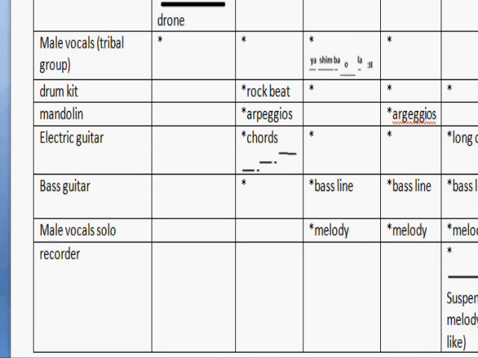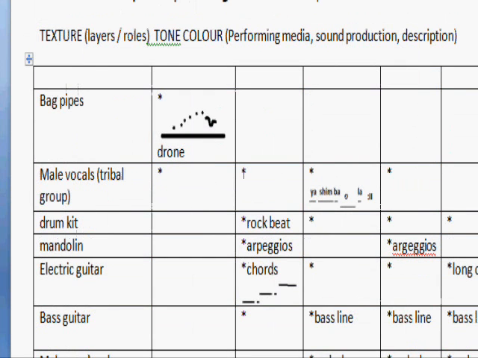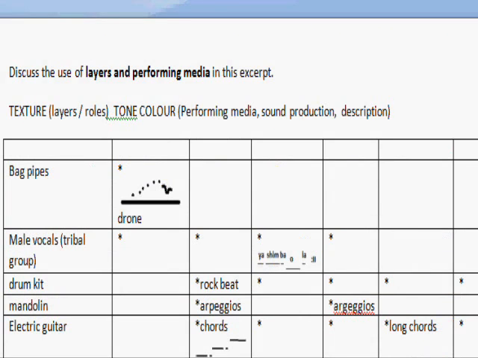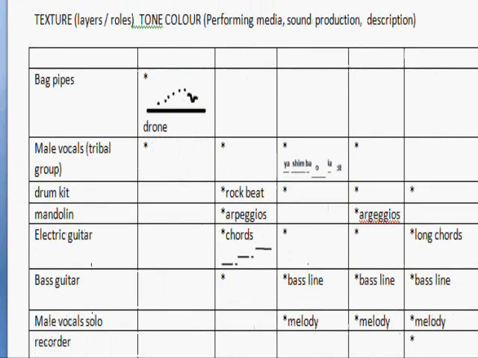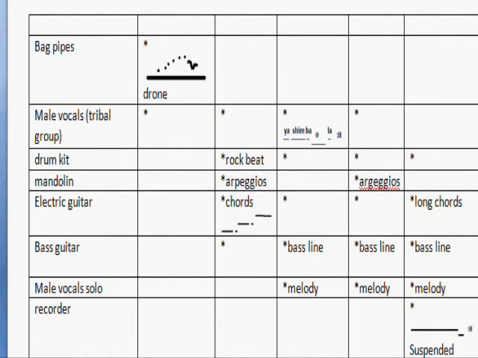I've got there, I could have also put in the fact that they were using concord harmony. But we've got to make sure that we're mainly sticking to the fact that there are layers, roles, and what the performing media is in each. When you have 2 concepts to talk about, you're only going to really be able to get 6 valid points on each.